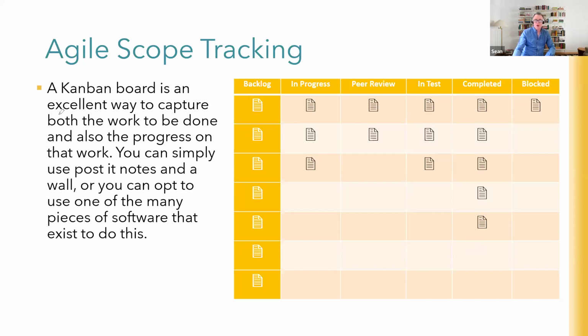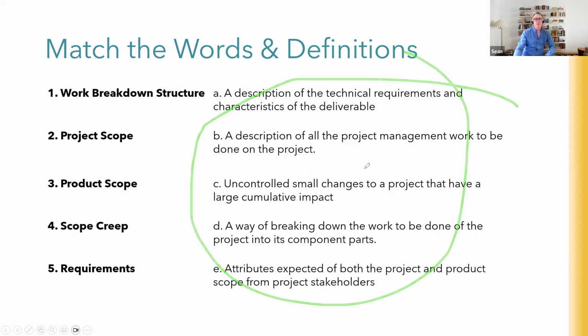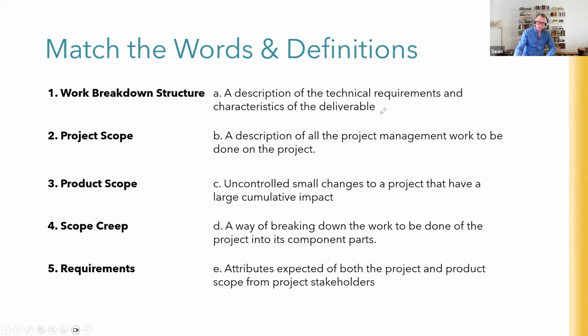So look, that's our very high level introduction to project scope. Obviously included the project scope, product scope, work breakdown structure, all of those things. So I want to know if you've been paying attention. So once again, on the left-hand side, we've got some particular words that we've covered. And on the right-hand side, we've got some descriptions. Let's see if you can match them up. So the first one is work breakdown structure. Is it A, B, C, D, or E?